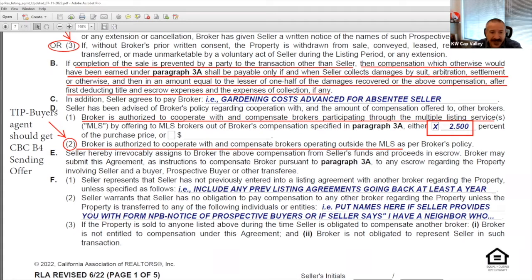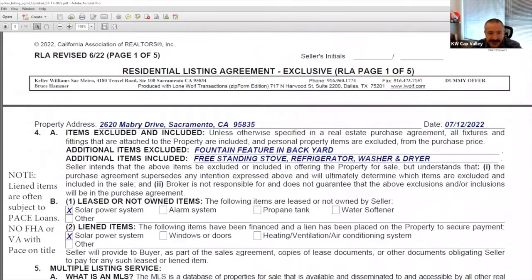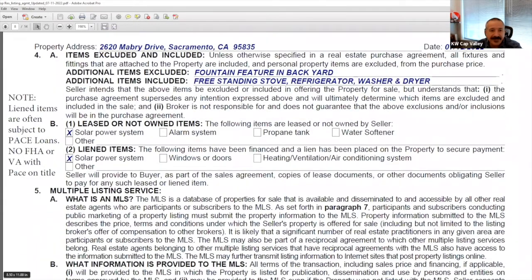Also, this section right here: seller warrants that seller has no obligation to pay compensation to any other broker regarding the property unless the property is transferred to any of the following individuals or entities. So again, this is where you can fill those in, or you can refer to an addendum that you attach to this form. Going on to the next page.